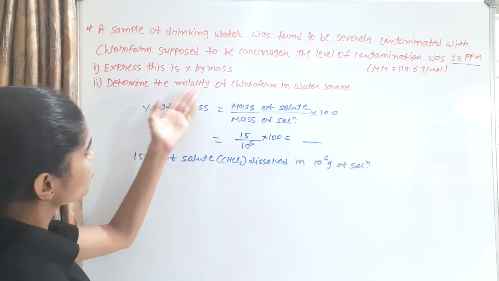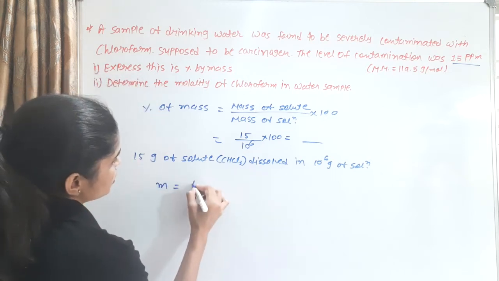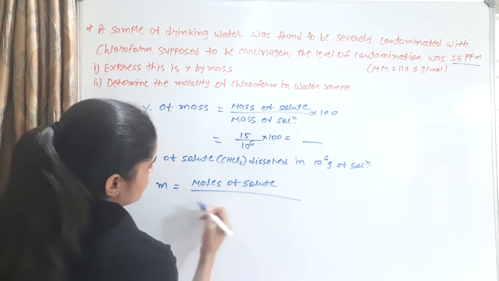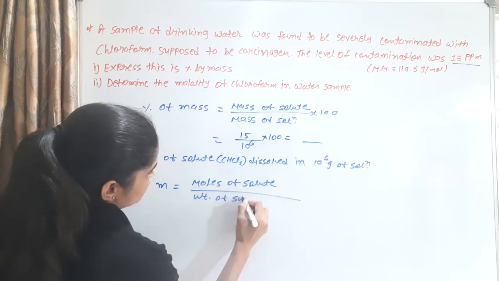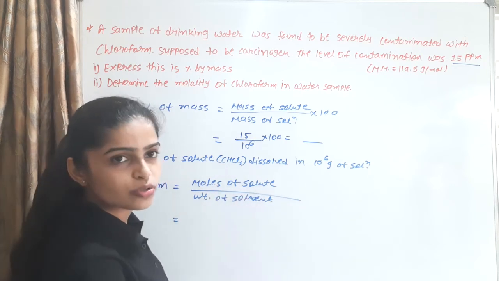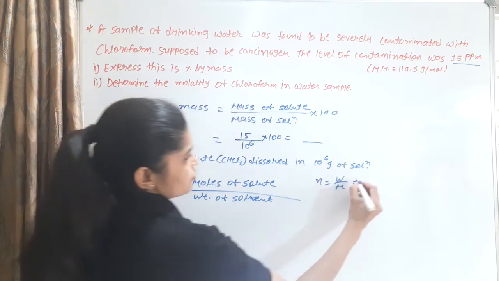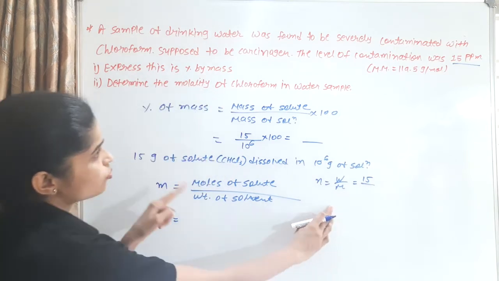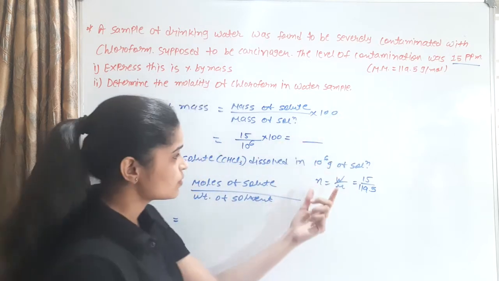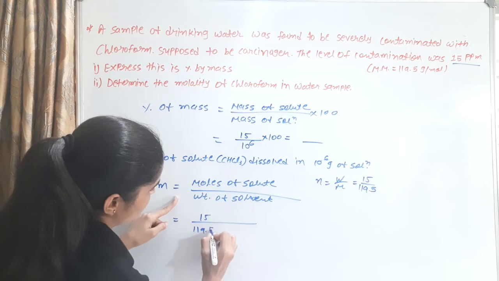Next, determine the molality of chloroform in water sample. So molality is equal to the moles of solute divided by the weight of solvent. How to find out the moles of solute? So n is equal to W by M. Weight given is 15 divided by the molar mass. Molar mass of the chloroform is 119.5. So that is the mole. This value put in this equation, 15 divided by 119.5.